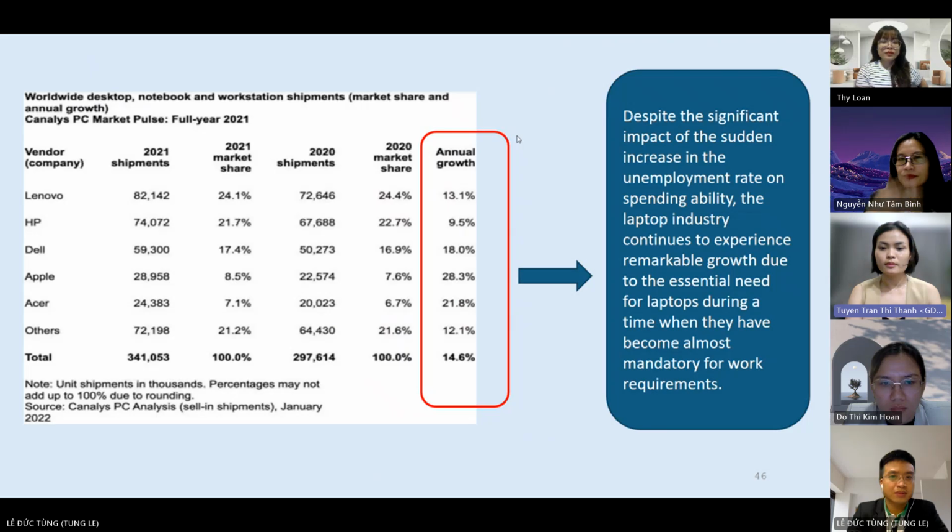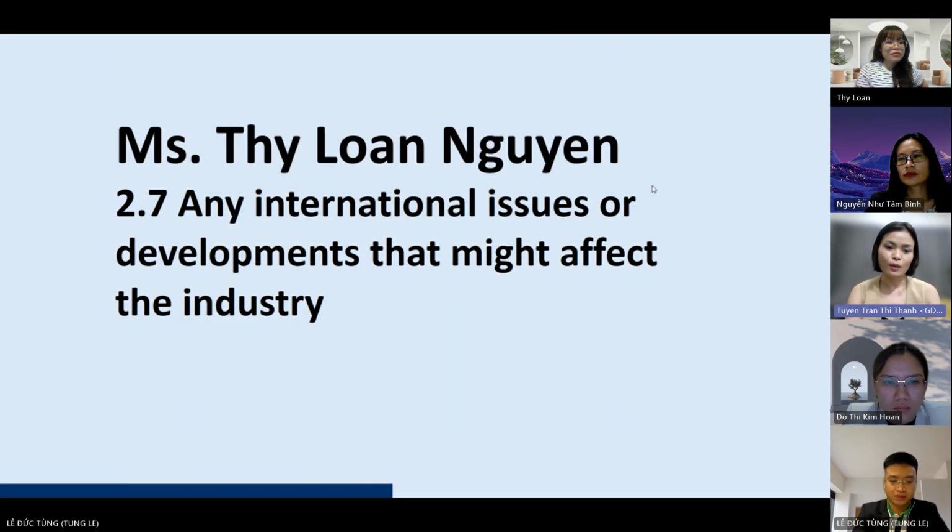And in conclusion, we can see that despite the significant impact on certain industries, in the unemployment rate and on spending ability, the laptop industry in Vietnam continued to experience remarkable growth due to the essential need for a laptop during a time when they have become almost mandatory for work requirements. And for the next part, Miss Loan will help us take a look at how international issues impact the industry in Vietnam.